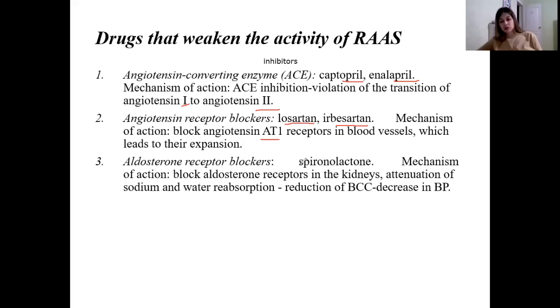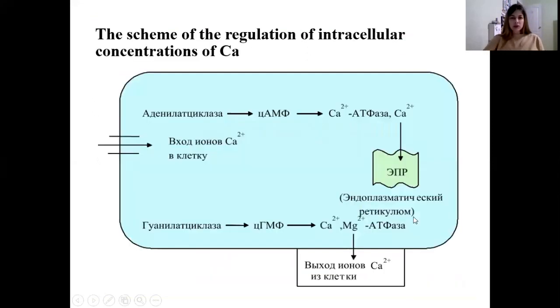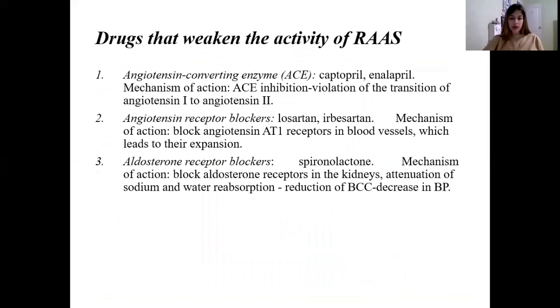And aldosterone receptor blocker, this is spironolactone, actually blocks the receptor directly in kidneys, but we can see that it leads to attenuation of sodium and water reabsorption, so the BCC, the volume of circulating blood in the body, will be reduced, so it will decrease the blood pressure. Okay, level of calcium. And level of calcium we go in the second part of our topic.